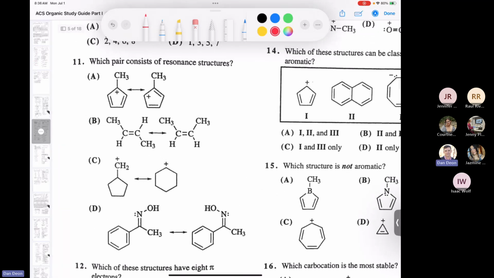Okay, question number 11. Did we talk about resonance? Is the Pope Catholic? Yes, we talked about resonance quite a bit. We talked about resonance a lot in this class. It's asking us, out of these 4, which two would be resonance forms. I want to ask you about B first, because I feel like B is the lowest hanging fruit. Could anybody tell me, are those two resonance forms in B, yes or no?